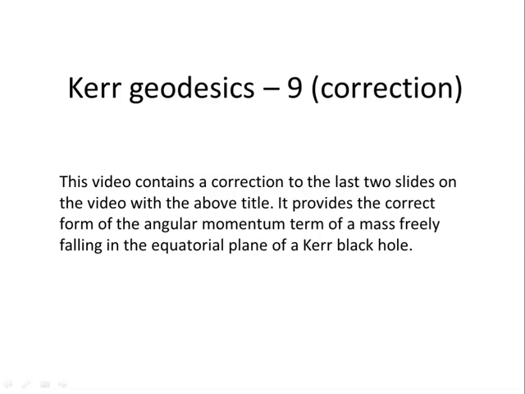This video contains a correction to the last two slides on the video with the above title, which is Kerr geodesics number 9 in the series. It provides the correct form of the angular momentum term of a mass freely falling in the equatorial plane of a Kerr black hole.